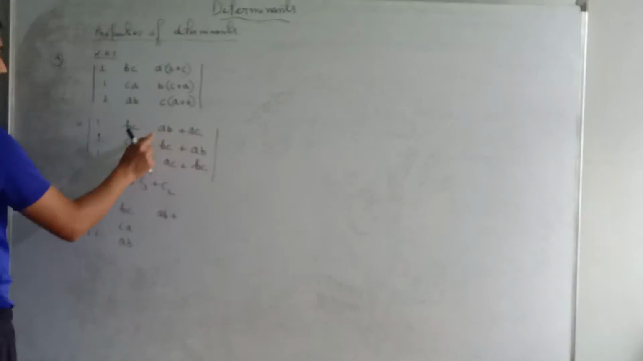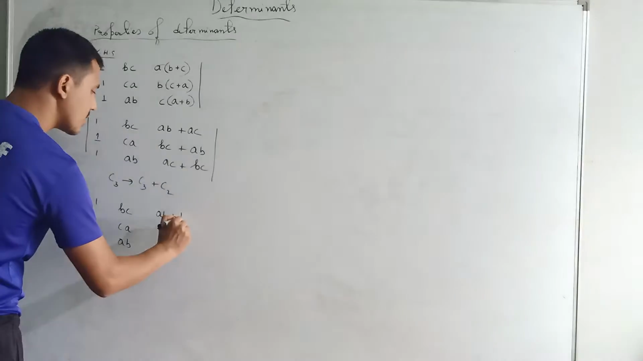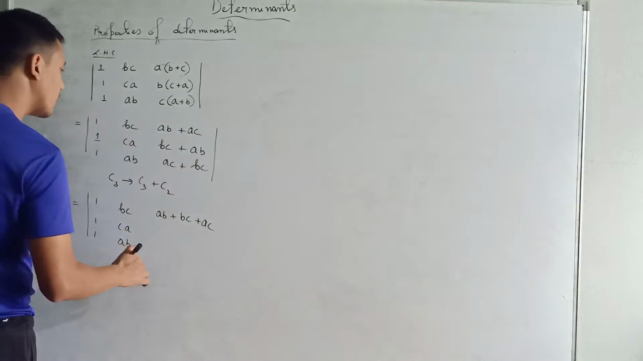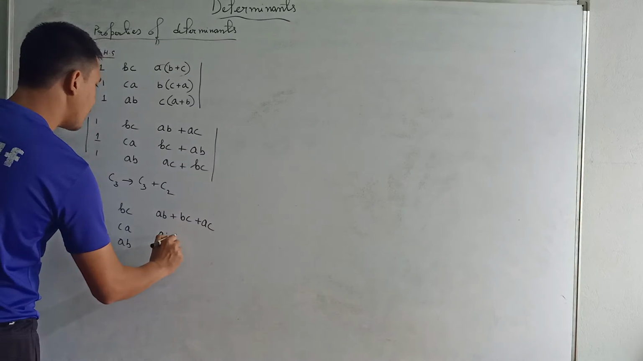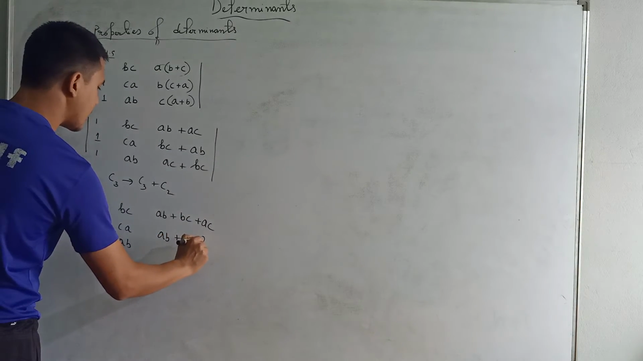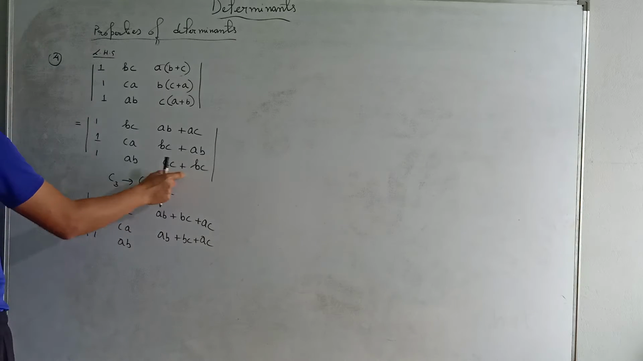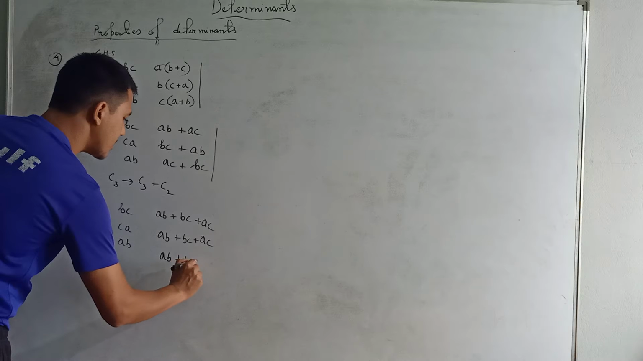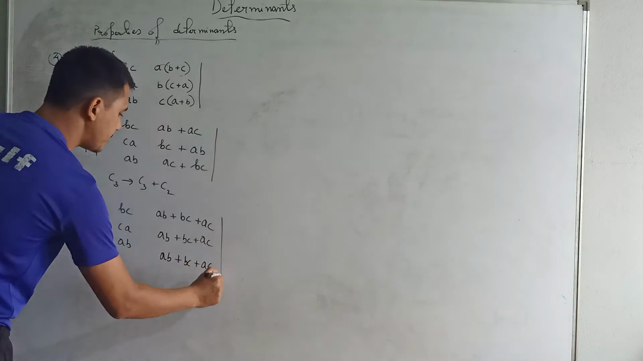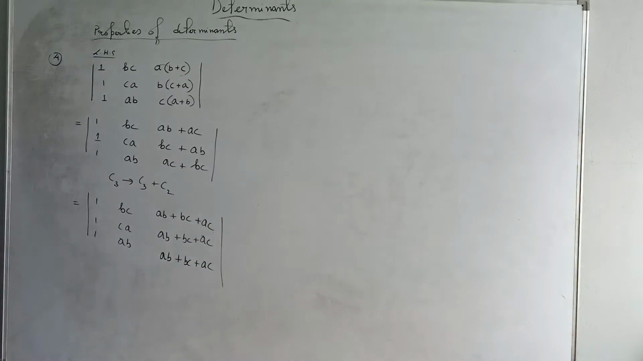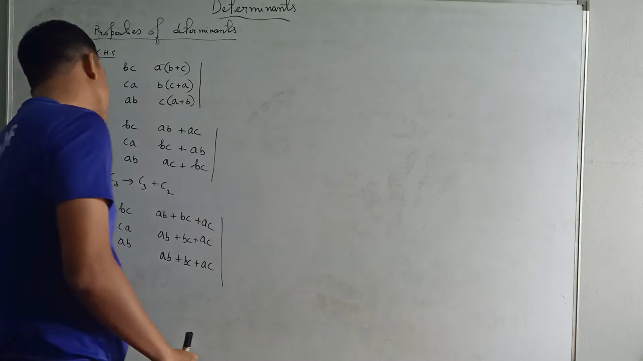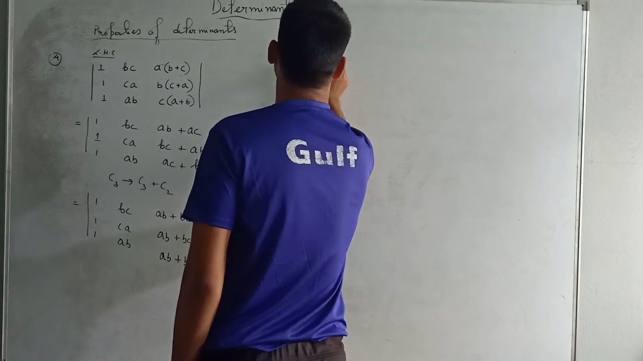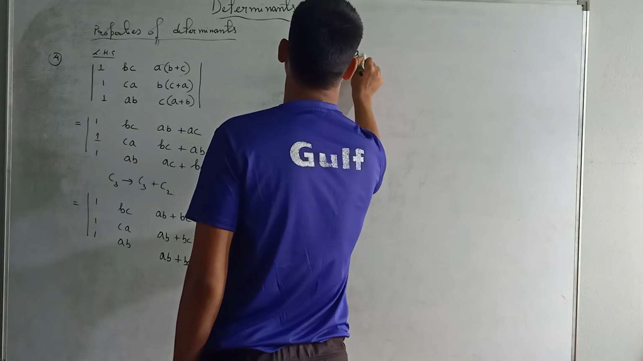Then your determinant becomes 1, 1, 1 in column 1, BC, CA, AB in column 2, and in column 3, adding column 2, we get AB plus BC plus AC. Now all the elements of column 3 are equal to AB plus BC plus AC, so I can take AB plus BC plus AC common.